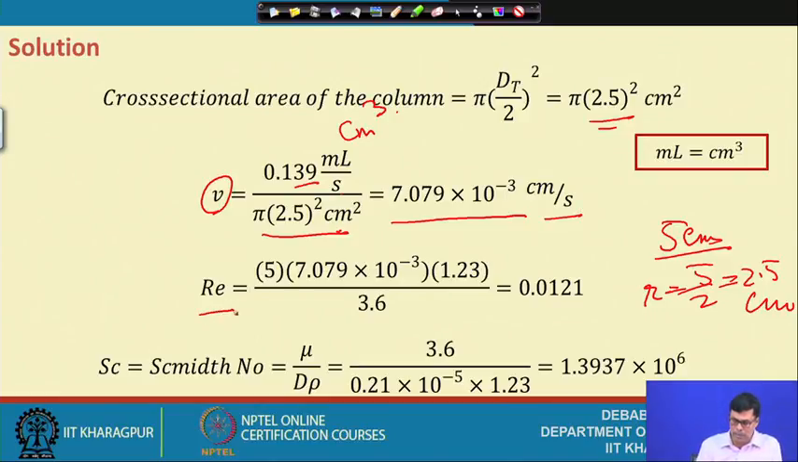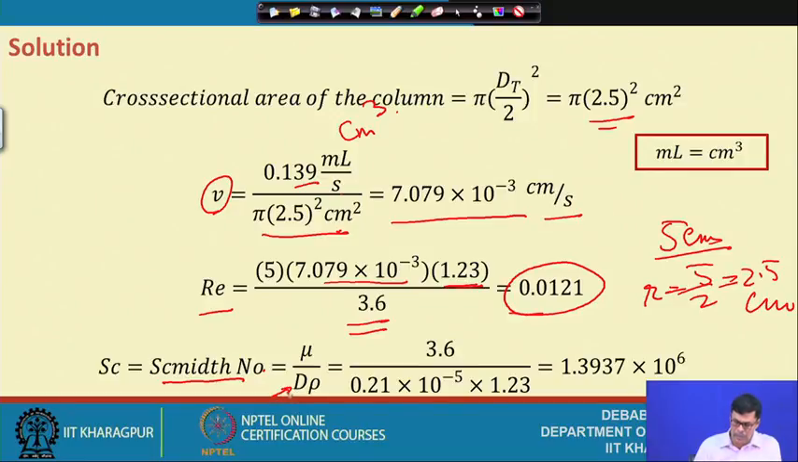What is the Reynolds number? The Reynolds number that we have given is d u rho by mu, where d is the diameter of the vessel that we have, u is the velocity, rho is the density, and mu is the viscosity, and this value is coming this.